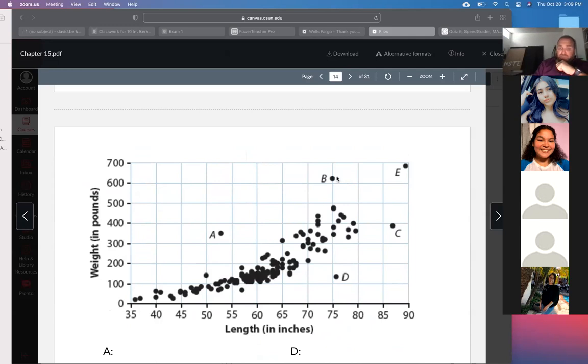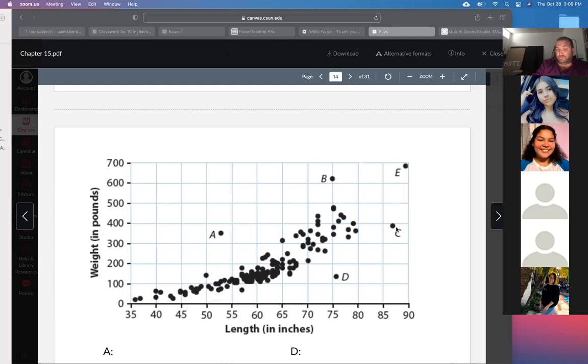Now look at B, for example. Is B's length an outlier? Just its length alone. Is its length outside the trend, the normal part, the collection? No, lots of them have the same length. Is it an outlier when it comes to weight? Yes. All the weights are from here to here, and then we got a big gap until its weight. So it is an outlier when it comes to weight, but not an outlier when it comes to length.